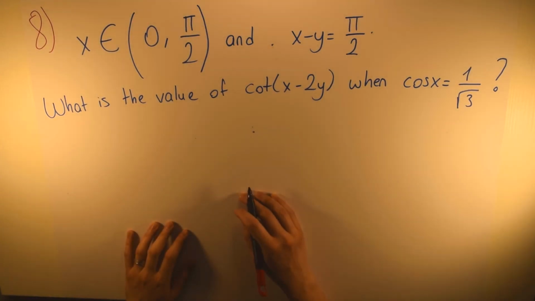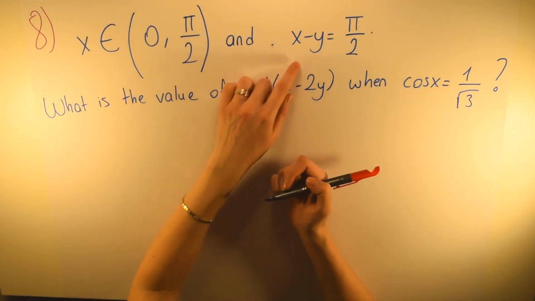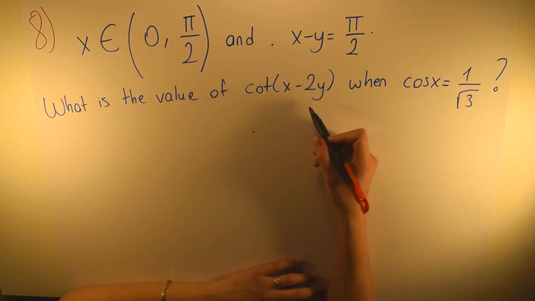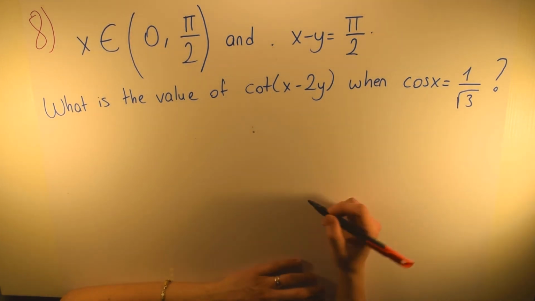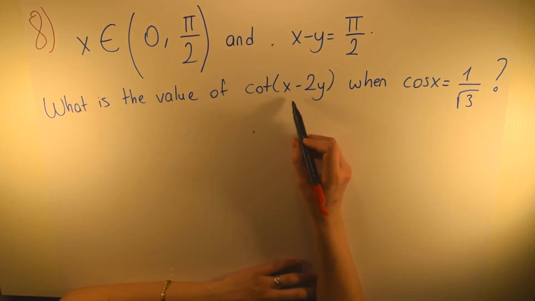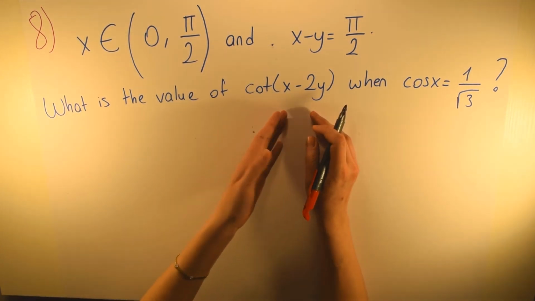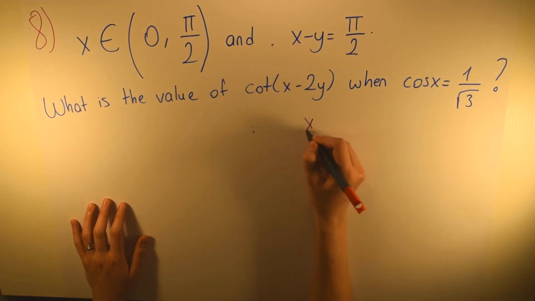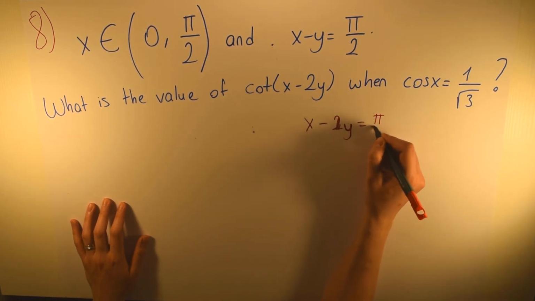In this question, we have x is an element of the range 0 and pi over 2, and x minus y is equal to pi over 2. What is the value of cotangent of x minus 2y when cosine x is equal to 1 over square root of 3? So let's look at our actual main question. Cotangent of x minus 2y. First we need to simplify this because it looks so complicated, right? So let's do that. We know that x minus y is equal to pi over 2.